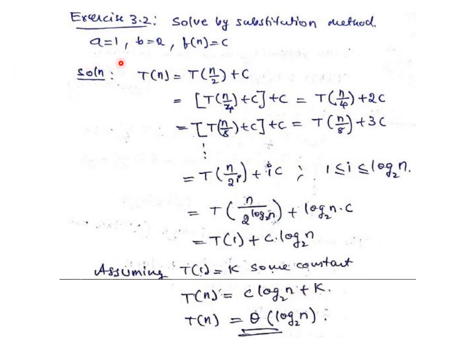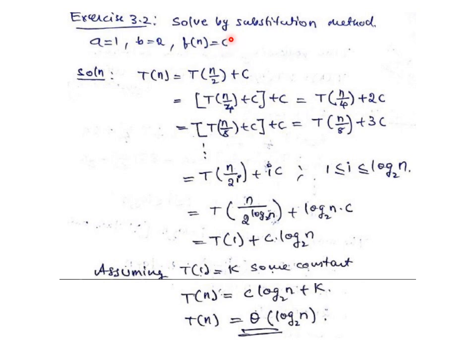Now the same problem we can solve with the master theorem. In this case, a is equal to 1, b is equal to 2, f of n is equal to c. F of n is c means f of n equals c into n to the power 0. So n to the power 0 is 1, right? C into n to the power 0, that is c into 1.